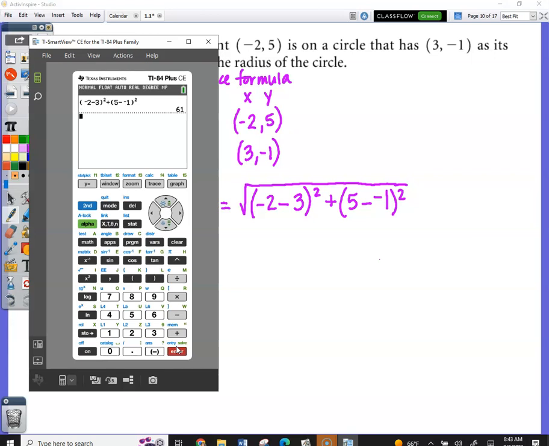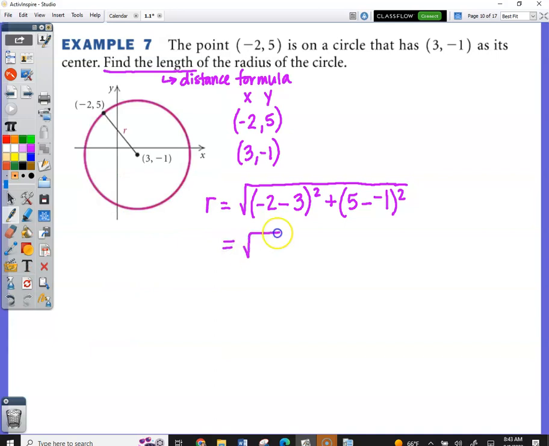It does not matter, and the reason why is because once you subtract them, remember, order only matters if you're trying to have a positive or a negative. So you still have the same number, just a different sign, but then it gets squared. And so that always comes out positive. So you have 61. So this is the square root of 61.